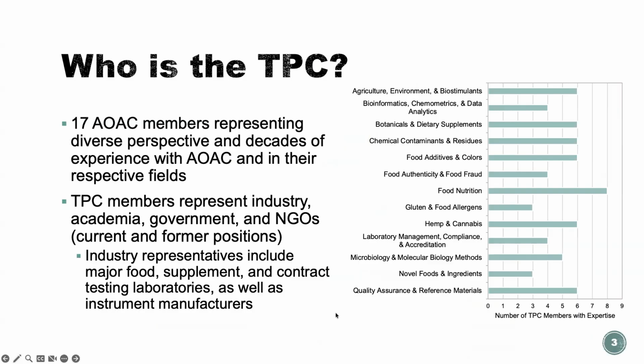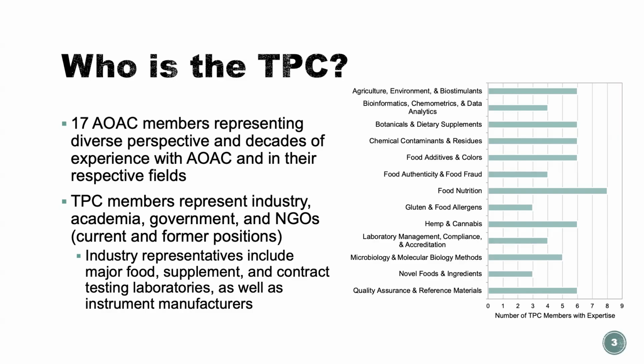So I keep talking about the TPC. What is the TPC? The TPC is the Technical Programming Council. That is a committee that's part of the AOAC structure. Currently, our TPC roster is 17 AOAC members. They are selected to have a diverse perspective on different technical areas, different levels of experience within AOAC and within the AOAC technical program. So really trying to capture any type of membership within the organization.